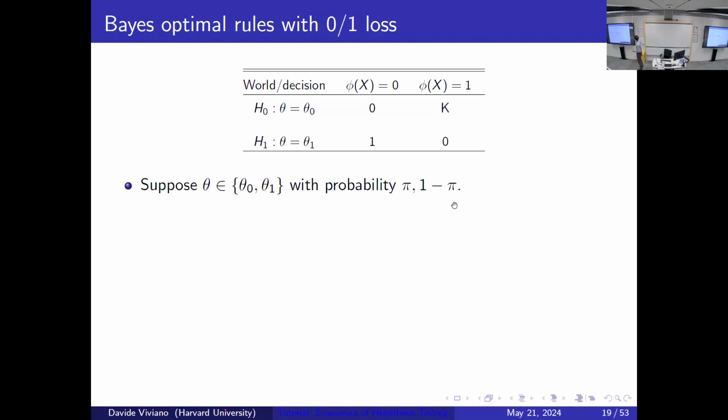Okay, so let's think about Bayesian decision making. So again, we are in this framework where either we pay a price kappa or we pay a price 1. So there's going to be this binary loss function. And now we posit a prior on whether theta takes value theta 0, theta 1 with probability pi and 1 minus pi.